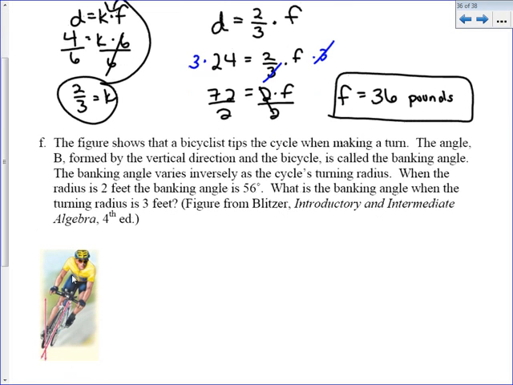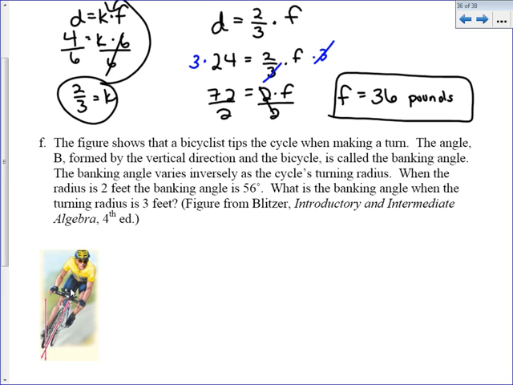And this last one is actually directly from your homework, just with some different numbers. You have this image in your book of a bike that's turning. So the figure shows a bicyclist tips its bike when making a turn. That's wonderful. It doesn't help us with this problem. The angle B formed by the vertical direction of the bicycle is called the banking angle. Okay, it just gives us some information.